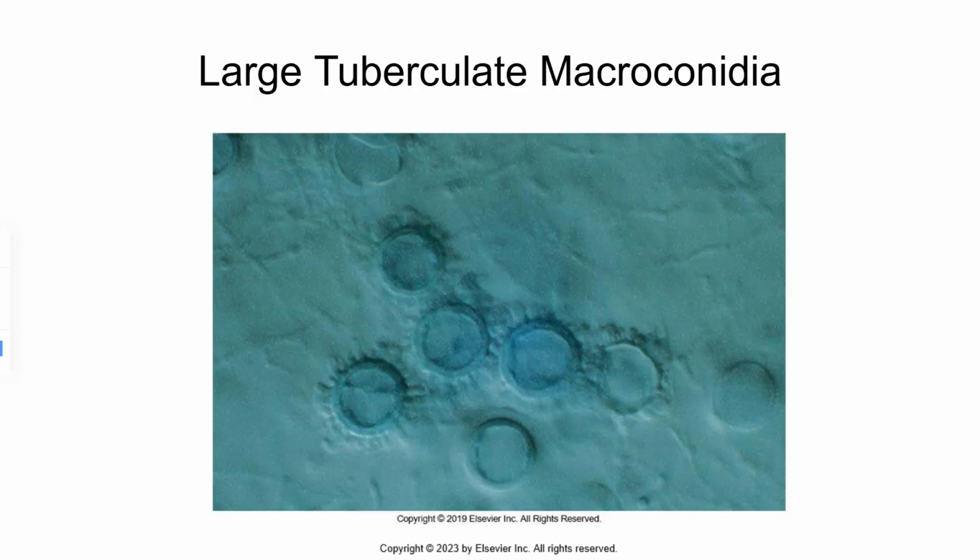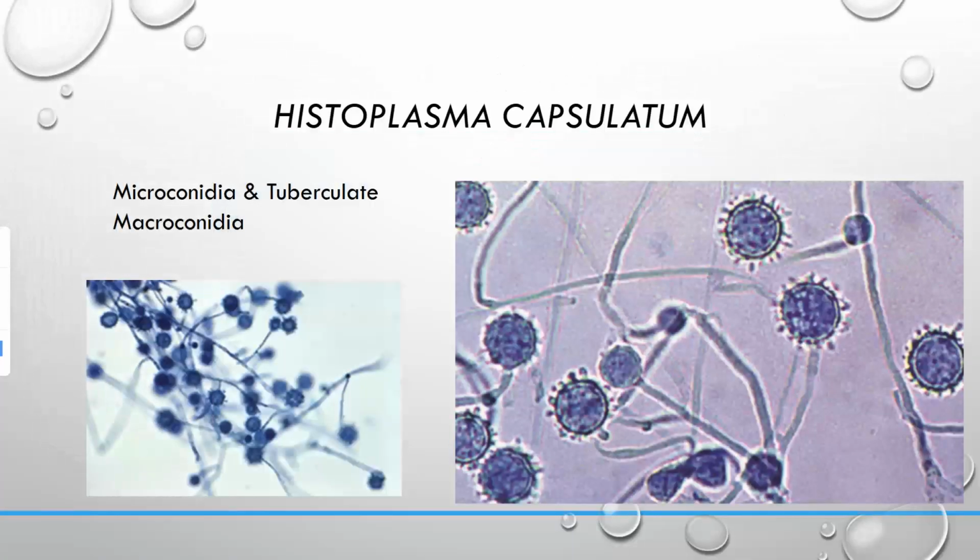So here's another picture of the large tuberculate macroconidia. And here we go, we've got the macroconidia pictured here. So this is your typical picture that you would see. It kind of looks like a virus. It looks like a circle with a whole bunch of spikes sticking out of it, kind of like a rhinovirus. But this is what that would look like under the microscope.